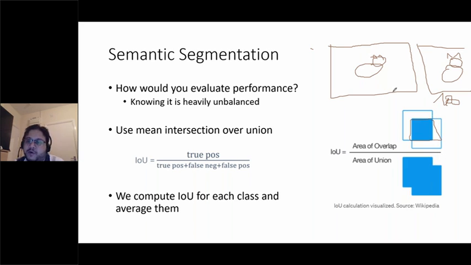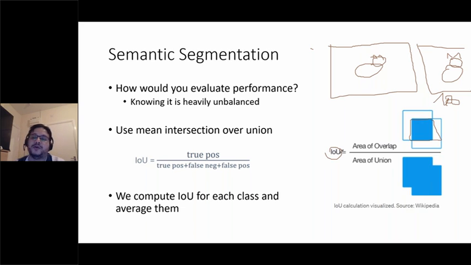So we do this class-wise. We do this for the cat class, and we do the same thing for the background class. We compute it for every class separately, and then we average them for the cat class and the background class. So this is a very simple way to compute performance.